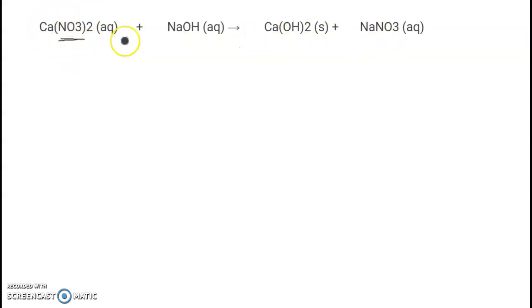I'm going to look on this, my reactant side. I'm going to look on my product side, and I see that there's another NO3. Okay, and I'm going to keep NO3. I'm not going to separate them into different atoms. I'm going to keep it as one atom. So one atom of nitrate is right there.